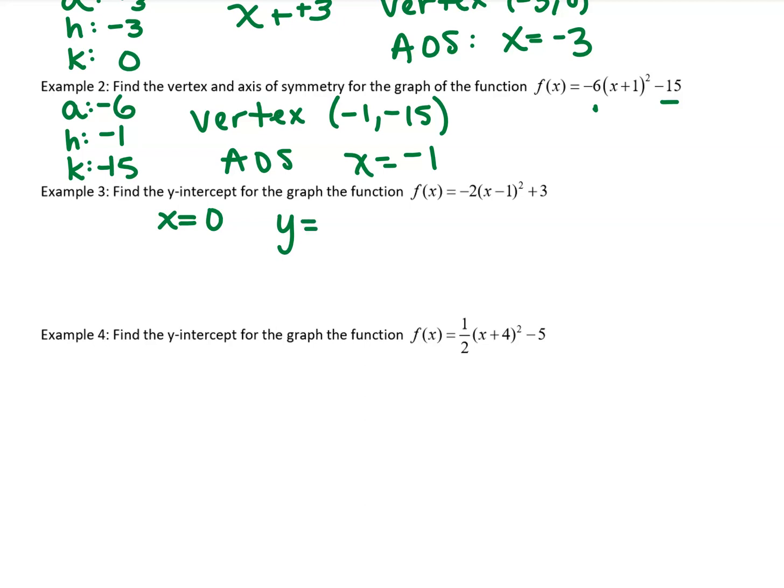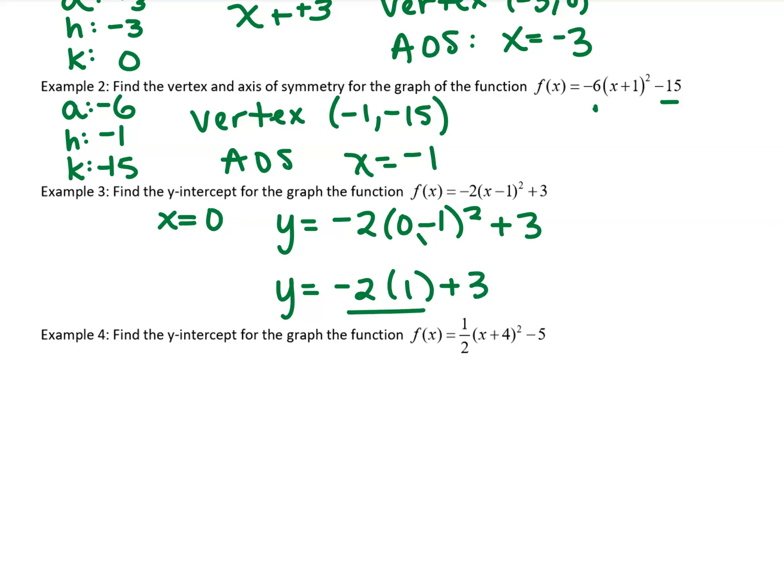So y would be equal to, and we're just going to plug in a 0 where we see x. So 0 minus 1 squared plus 3. Just work through using order of operations. Do your parentheses first. So 0 minus 1 is -1. Squared is 1. So we have -2 times 1 plus 3. Then do your multiplication, -2, and -2 plus 3 is +1.